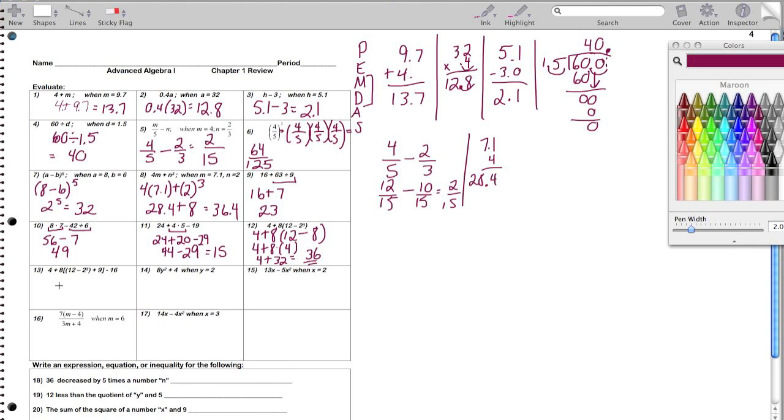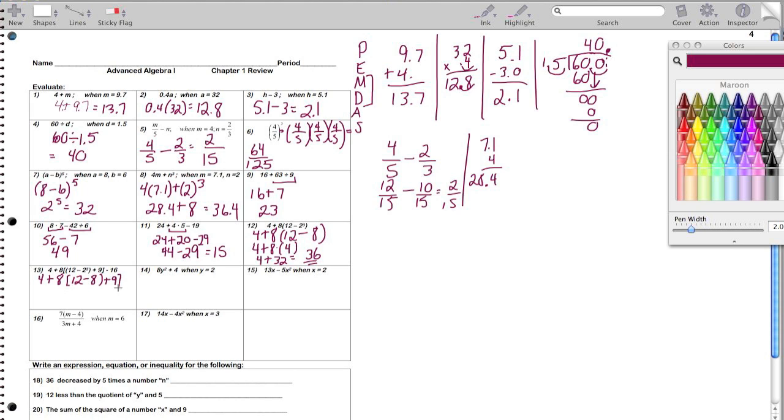Number 13: 4 plus 8 times the bracket, parentheses 12 minus 2 to the third, close parentheses, plus 12, close the bracket, minus 16. The first area we're looking at is within our parentheses, which are within the brackets: 12 minus 2 to the third. Well, actually, we just did that, but you would analyze and say, all right, 2 to the third first, which is 8. So this gives me 12 minus 8.